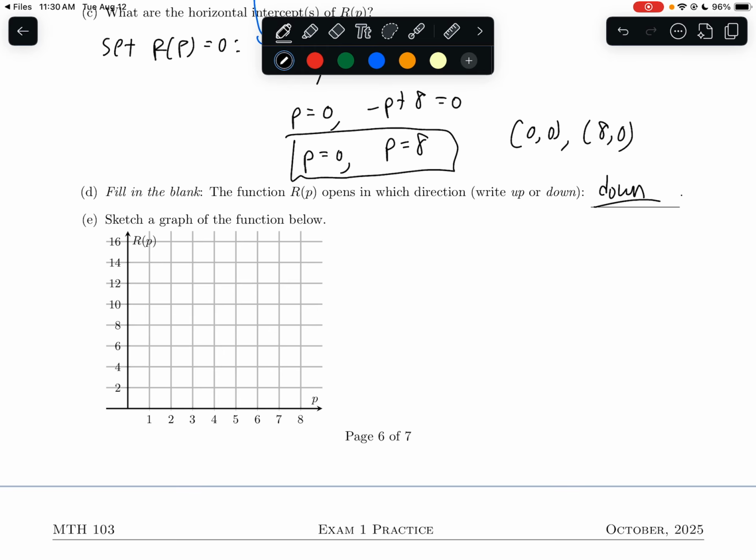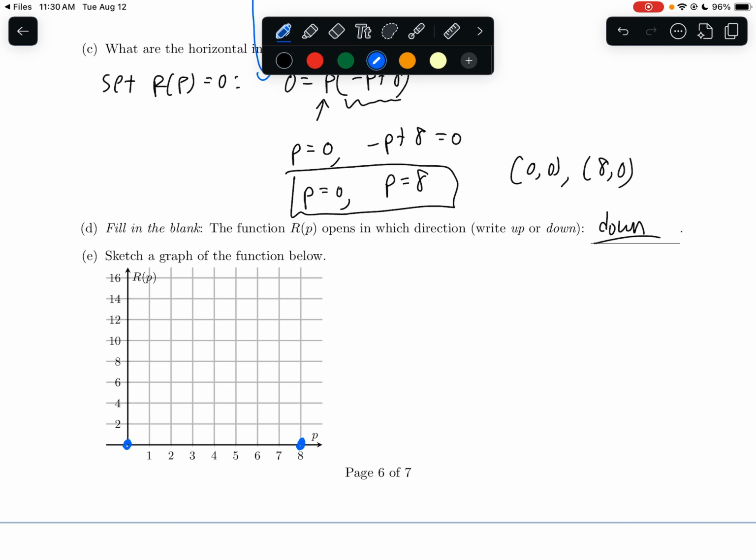So we know that there's an intercept at 0 and there's one at 8. That's what you found in part C. You know it opens down. Okay, so the vertex has to be somewhere up here in order for it to open down. And we can find the vertex.